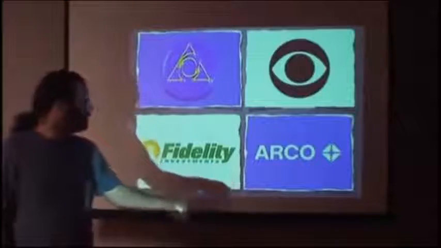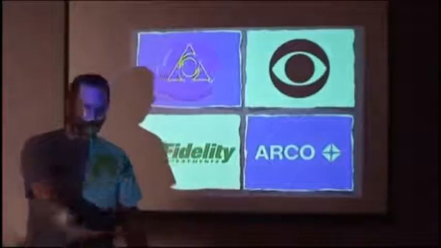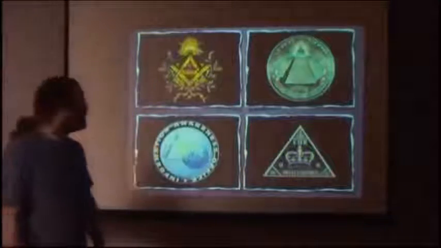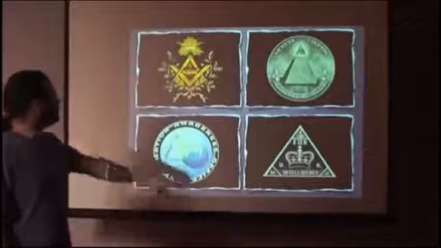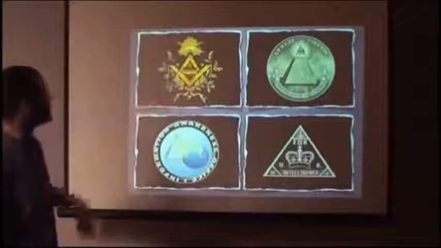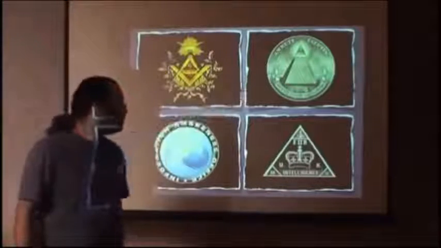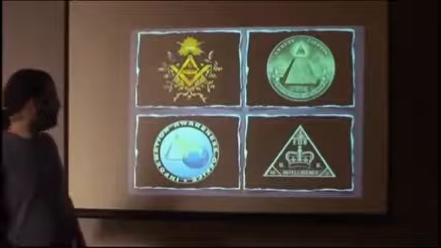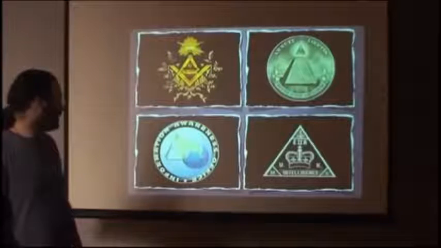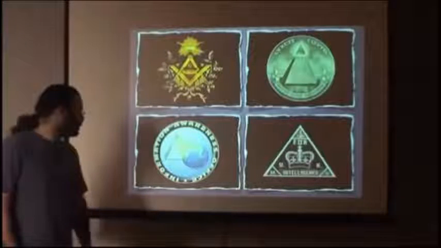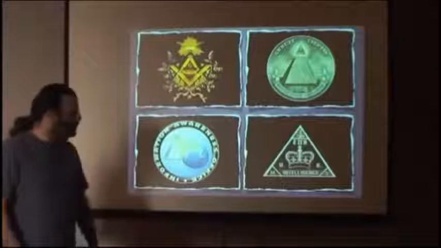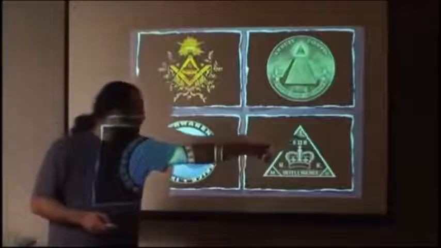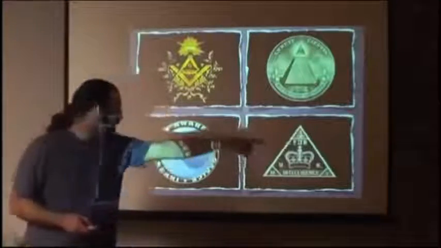Arco, here's the symbol of a pyramid with the capstone missing as seen from above. Here we see in Masonic iconography, the all-seeing eye above the compasses and square. Here we see it on the reverse of the Great Seal of the United States, which is on the back of the dollar bill, which I'll be explaining in detail. The Information Awareness Office, and of course, British Intelligence, MI5's logo, the pyramid, the cap missing, and the eye in the middle of it.